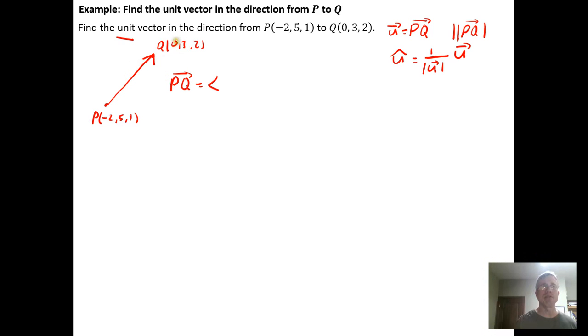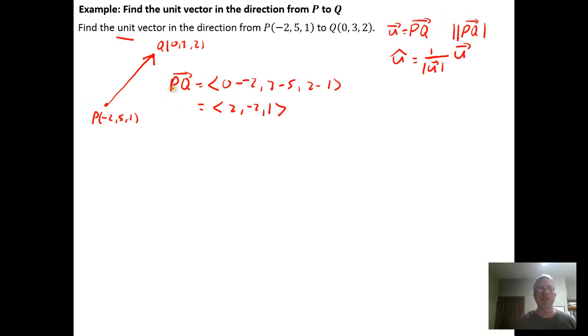It's going to be the difference between the corresponding components, terminal point minus initial point, terminal minus initial. So it's going to be x coordinate 0 minus x coordinate -2, y coordinate 3 minus y coordinate 5, and then z coordinate 2 minus z coordinate 1, which is going to give us the vector (2, -2, 1).